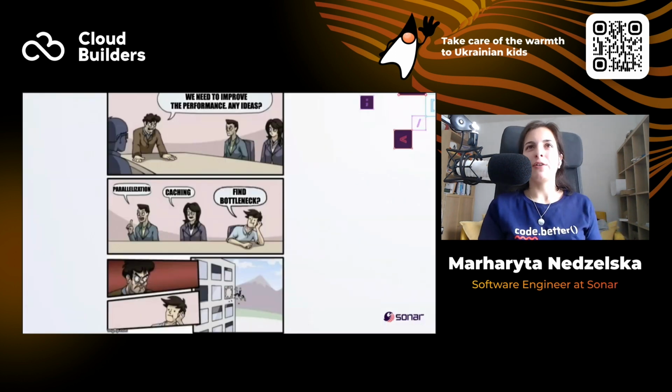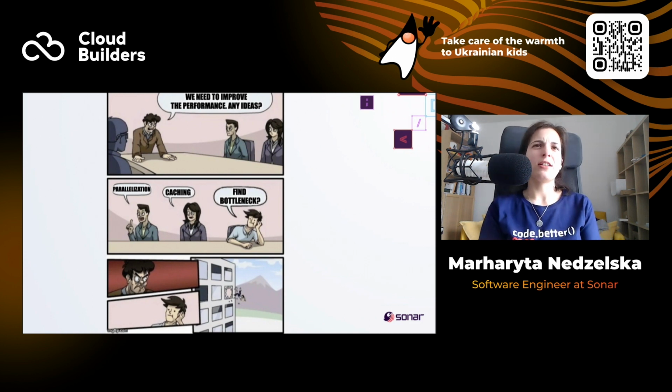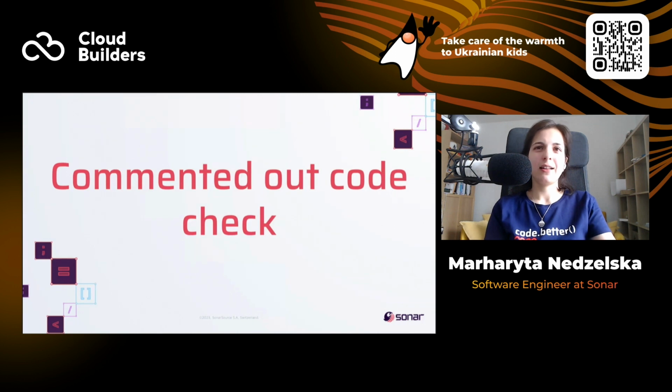So what we usually do when we have problems like this, we gather a meeting. We try to discuss what we are going to do with the performance degradation because we needed to fix it and to do it pretty fast. The first idea, let's do parallelization. Another one suggested maybe we should add caching. There was a guy who actually suggested maybe we should find a bottleneck and fix it. Of course, we threw him out of the window, but then we realized maybe that's not a bad idea. Let's try to find the bottleneck. And the first candidate was commented out code check.